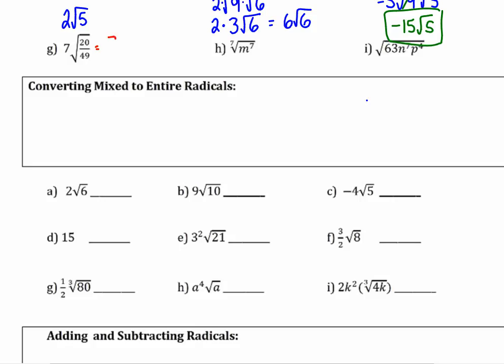Okay, so we can actually split this up as root 20 over root 49. Just like we have root a times root b equals root a times b, also square root of a over b is equal to root a over root b.